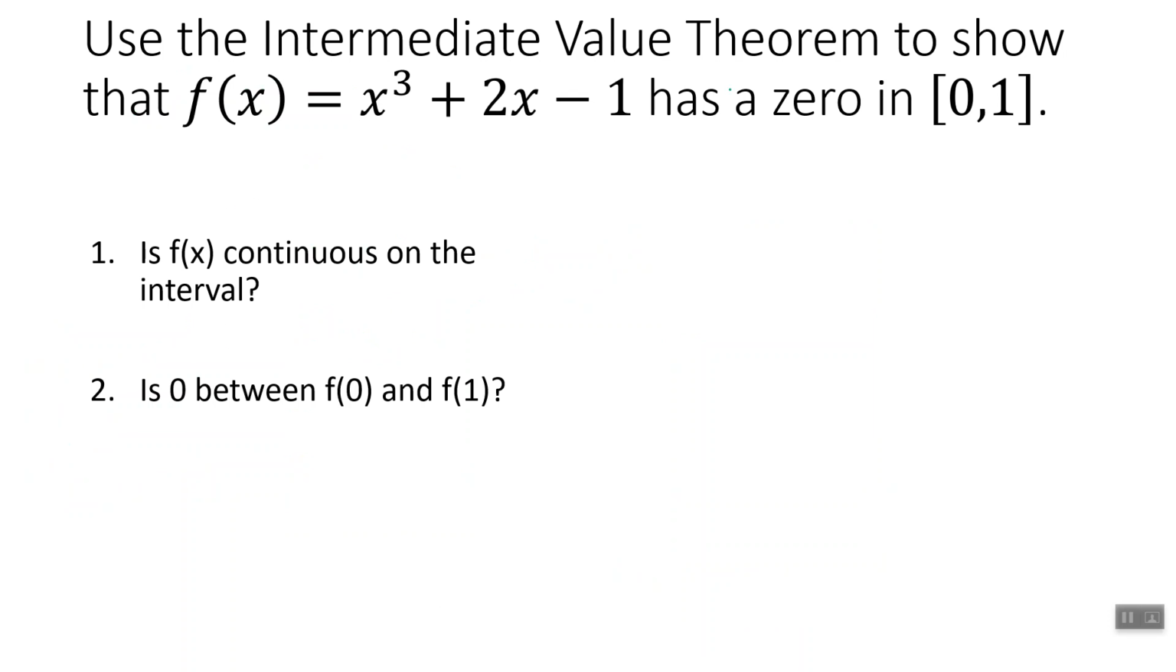So use the intermediate value theorem, which we can often abbreviate IVT on the AP exam. That's one of the abbreviations they take, to show that this function has a 0 between 0 and 1. All right, well, is this continuous? Yeah, it's a polynomial. So since it's a polynomial, and we've said polynomials are continuous, that guy is continuous. Check. So that was condition 1.